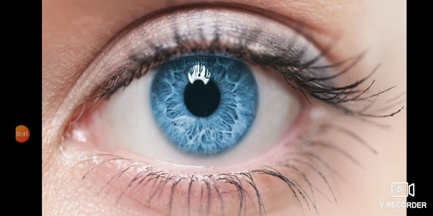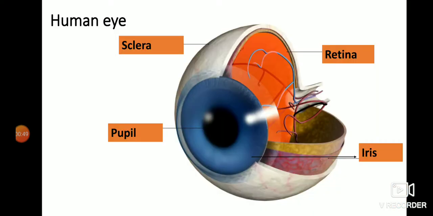So let us learn more about the structure and working of the human eye. The human eye is generally, or roughly, spherical in shape.